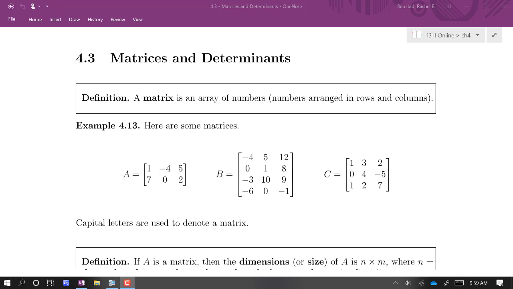So a matrix is just an array of numbers. So you have numbers arranged in rows and columns. We usually put brackets around them, or sometimes people will put a big set of parentheses around them. But you have these grouping symbols. So then you've got some rows and columns with numbers. Here are 3 matrices. We usually use capital letters to denote a matrix. So we've called these capital A, capital B, capital C. And often we'll use a lowercase letter with some subscripting to reference the actual entries, the individual numbers that appear in the matrix. We'll see that in a little bit.